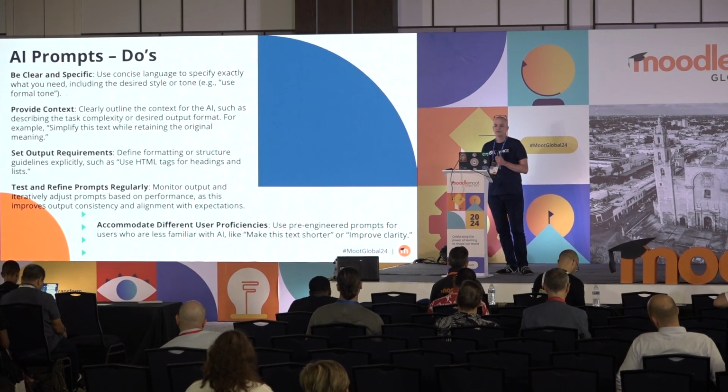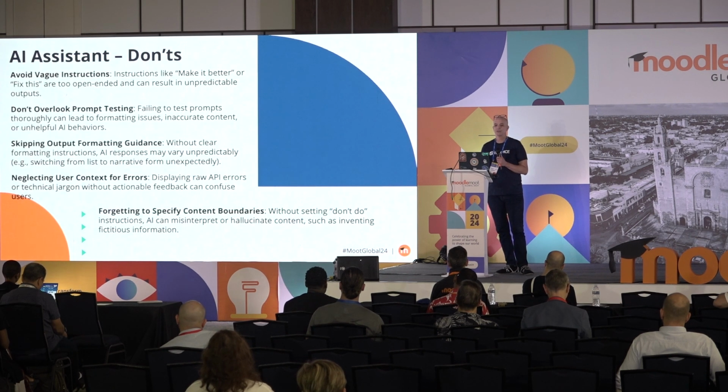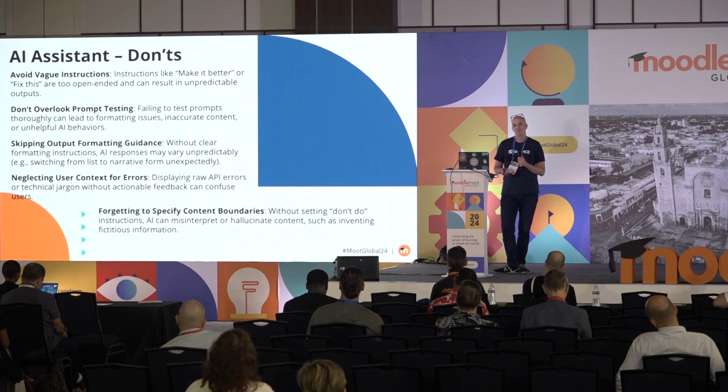And then think about accommodating different user proficiencies. Now, this says use pre-engineered prompts. Those pre-engineered prompts could be stored, again, in a document or a database. So make this text shorter would be sort of the category. Summarize this content and give it to me in 300 words or 500 words. Be specific about that. Now, the don'ts are just as important. If you're vague, you're not going to get back. Vague instructions get vague results, honestly.